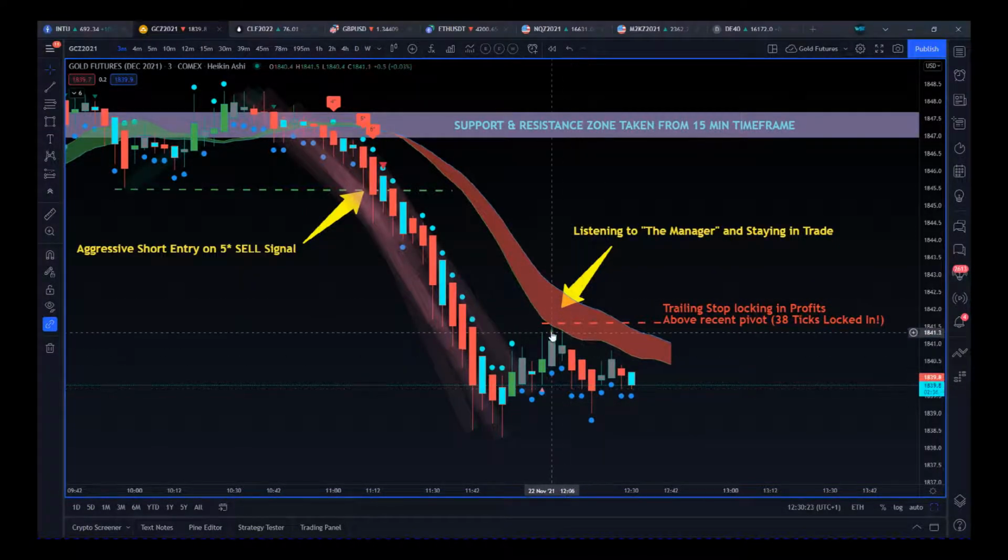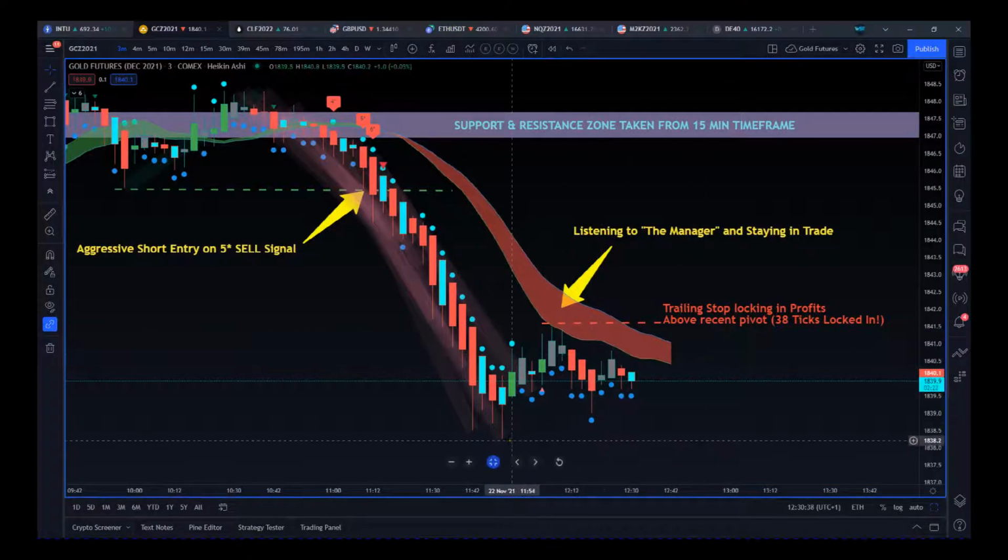So this pivot point is then critical. We've got a good point to put our trailing stop, as it says here. I've just labeled this chart. So we've locked in 38 ticks on this gold trade right now, and we're just waiting to see if it can break these lows. We've got profit locked in.